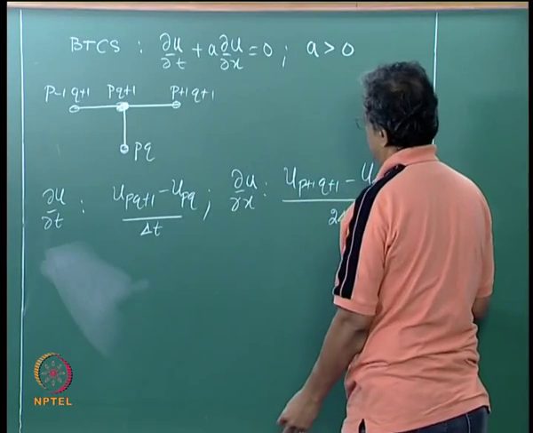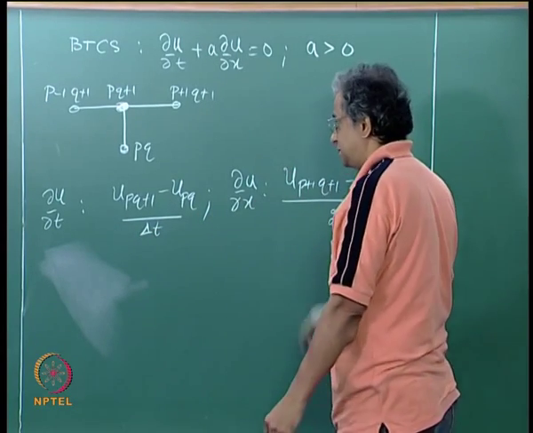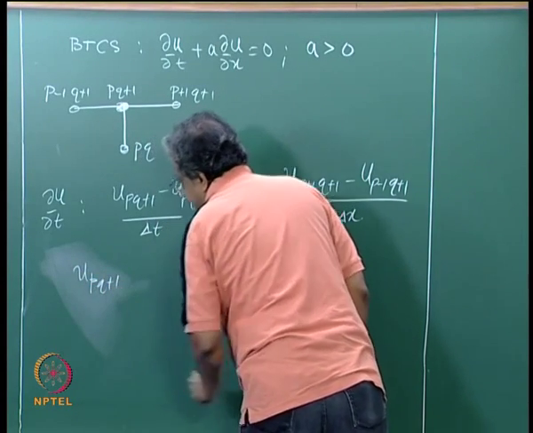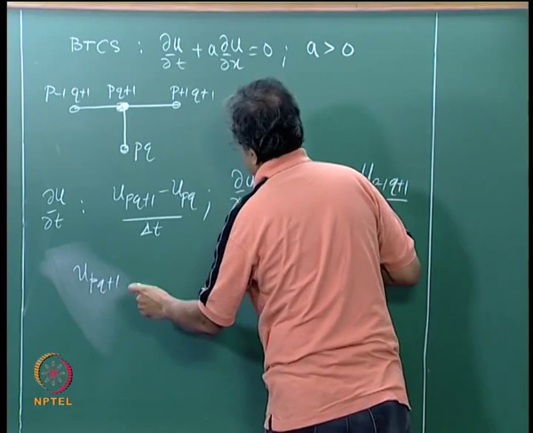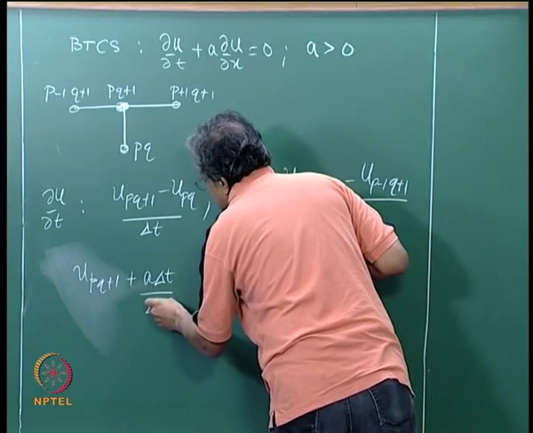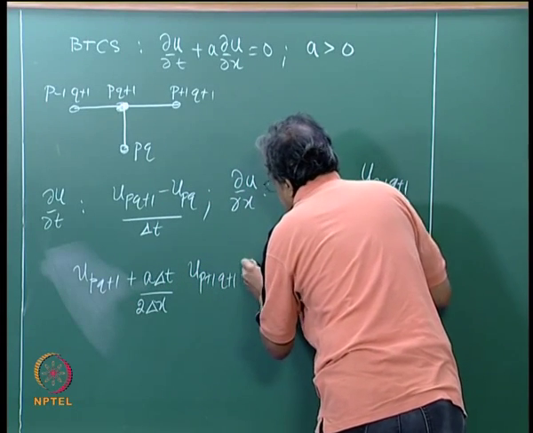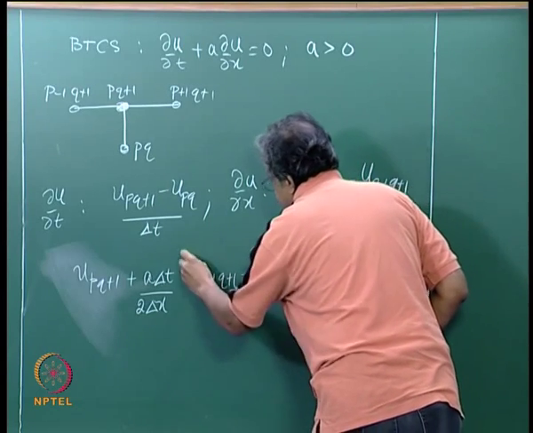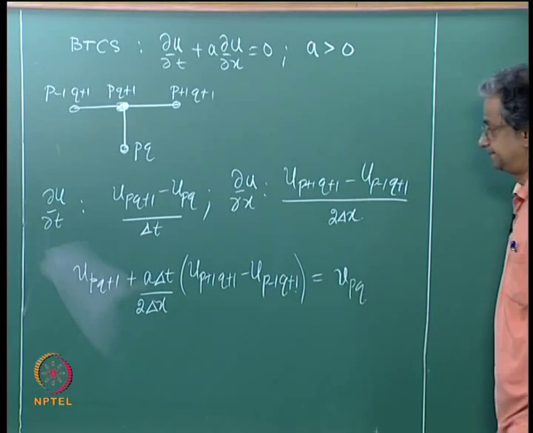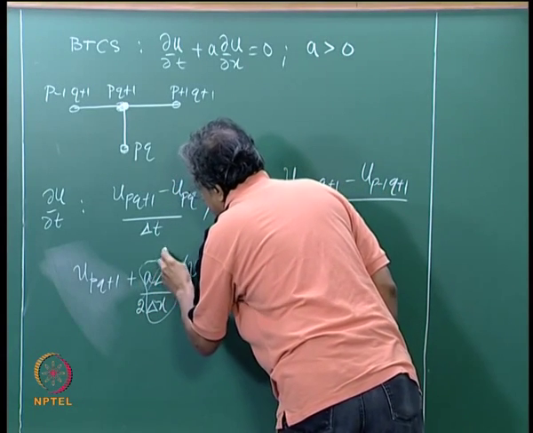So substituting back, what we are going to do is keep all the new time level q plus 1 on the left hand side of the equation, and everything else is going to go on the right hand side. So I get u p q plus 1 plus a delta t by 2 delta x times u p plus 1 q plus 1 minus u p minus 1 q plus 1 equals u p q. Fine, and again we identify this as sigma.